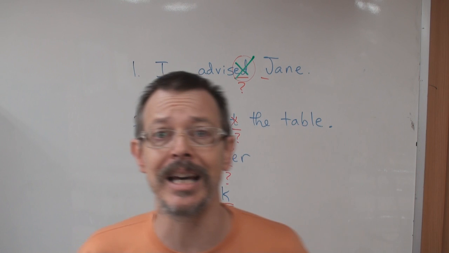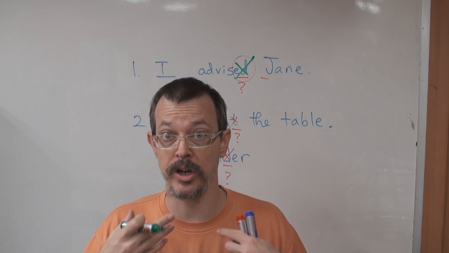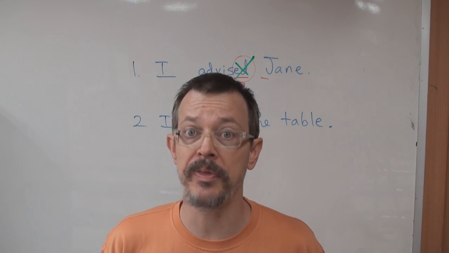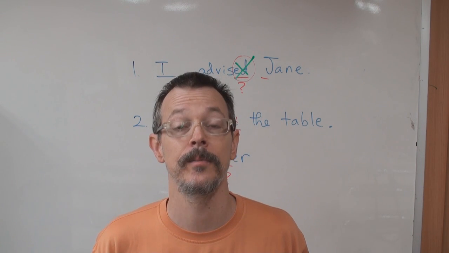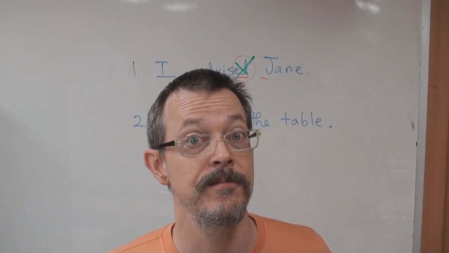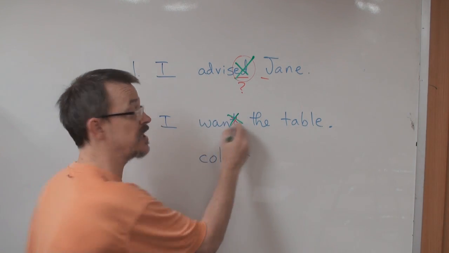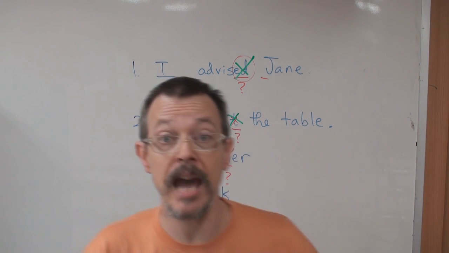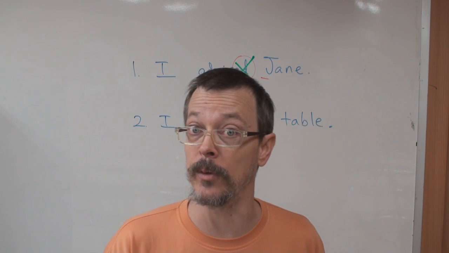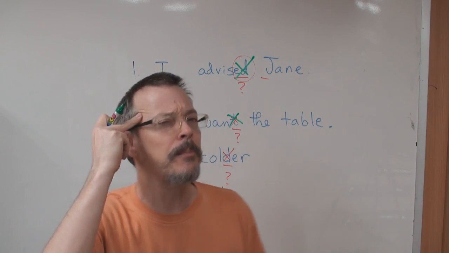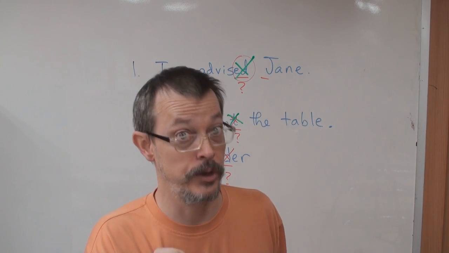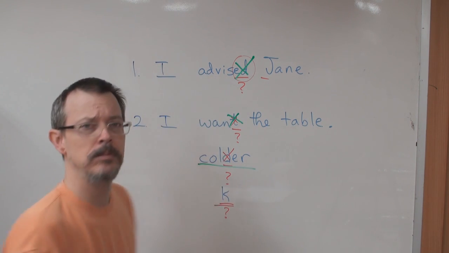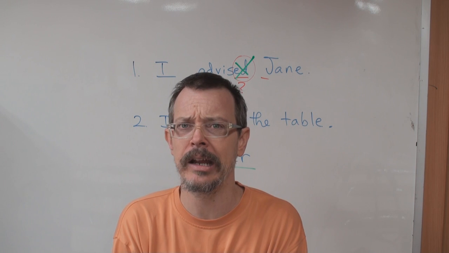"I want the table." As an American, I'll say it fast. "I want the table." Did you hear the T? No, there is no T. I agree. You can't have it. "I want the table." And in my mind, as an American, of course I said it, but you cannot hear it. "Colder." Oh, it's colder than yesterday.